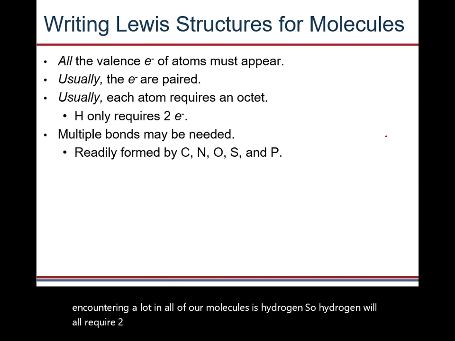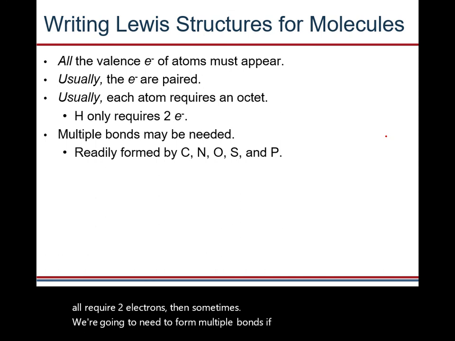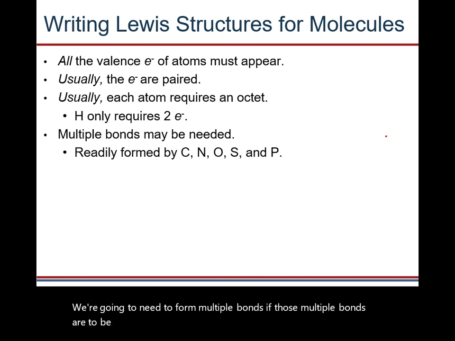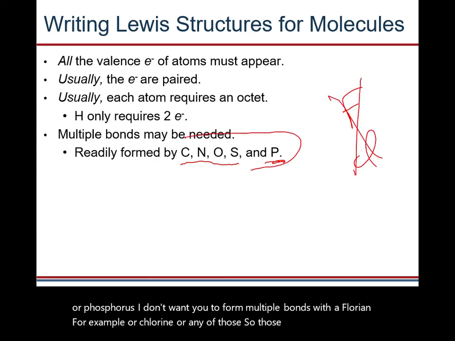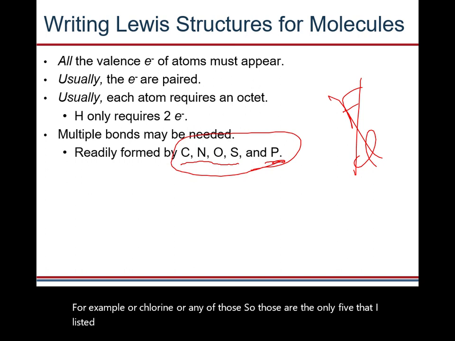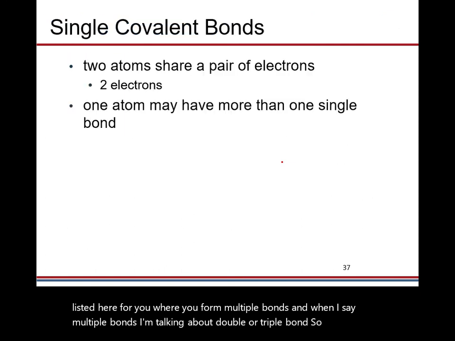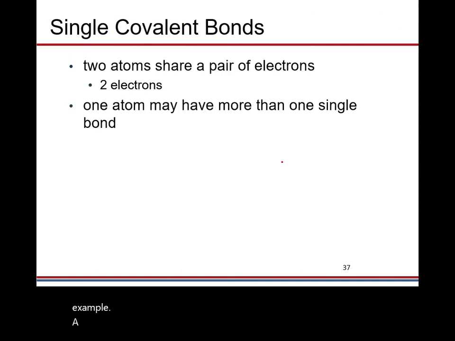Then sometimes we're going to need to form multiple bonds. If those multiple bonds are to be formed, they must be between carbon, nitrogen, oxygen, sulfur, or phosphorus. I don't want you to form multiple bonds with a fluorine, for example, or a chlorine, or any of those. So those are the only 5 that I listed here for you where you form multiple bonds. And when I say multiple bonds, I'm talking about double or triple bonds. So for example, a single covalent bond is when 2 atoms share a pair of electrons, only 2 electrons.